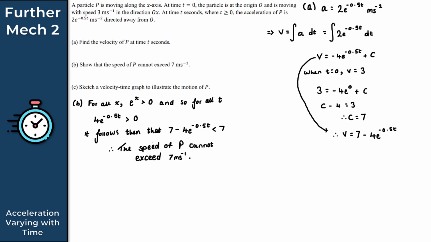Perfect. Okay. And there we go then. So that gives us the solution to part B. And then finally, to finish with here, we have part C, right? So for part C then, all we want to do is just sketch a velocity time graph to illustrate the motion of P.